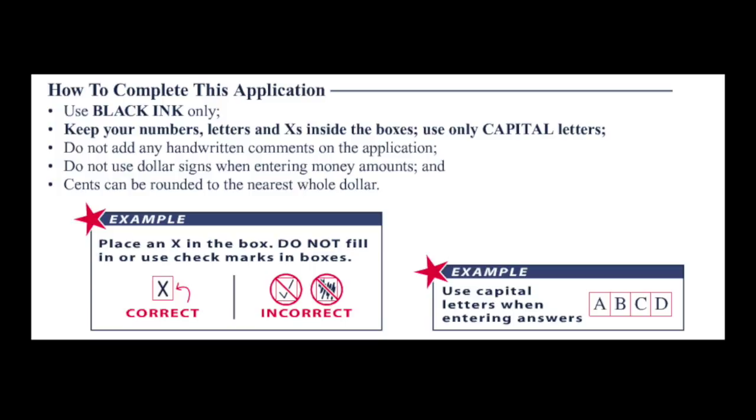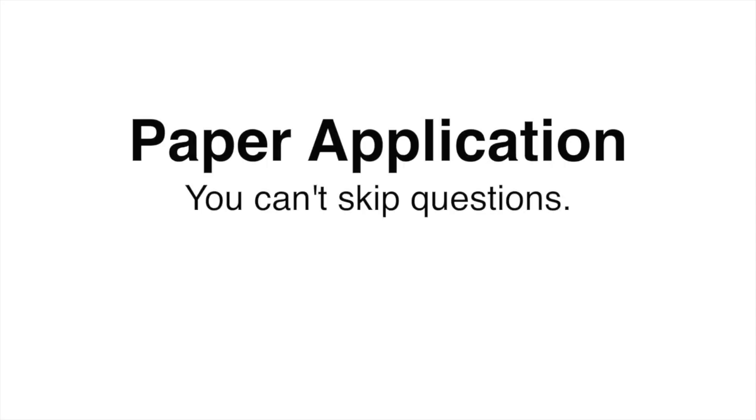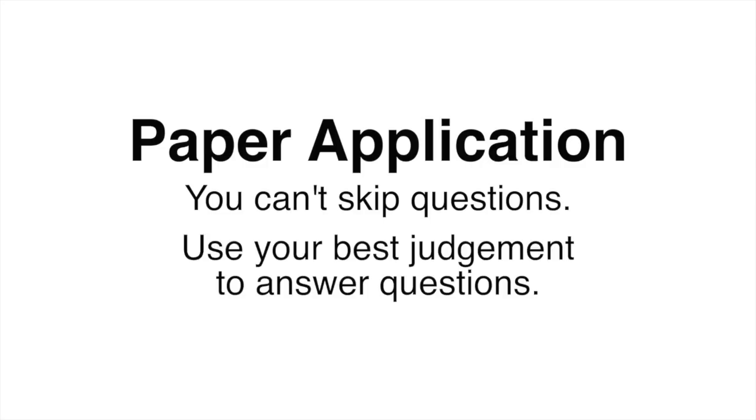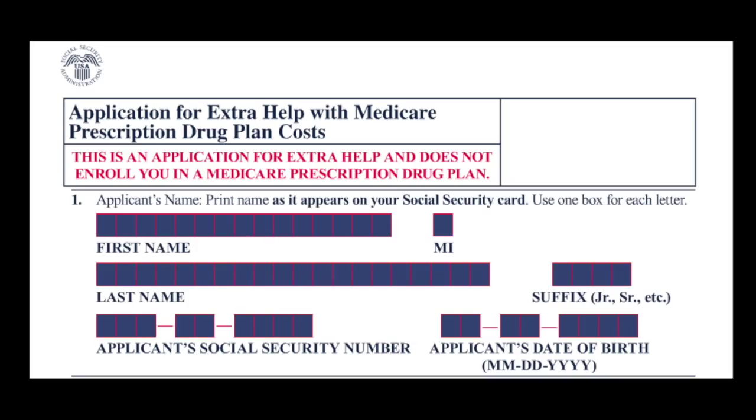Keep your number, letter, and X's inside the box. Use only capital letters. It is very particular. You have to use an X and not use a check mark or color in the box on yes or no questions. One of the pitfalls of the paper application is, unlike the online form, you cannot skip over irrelevant questions. You'll have to use your judgment to determine what you should complete or not complete.